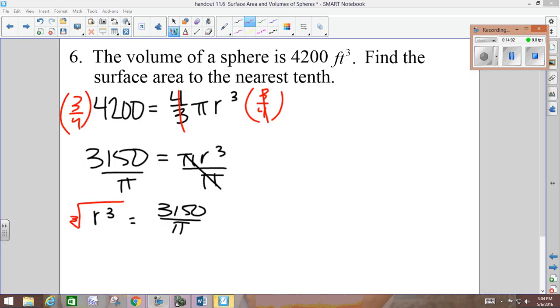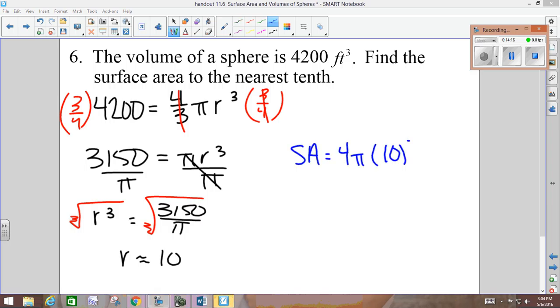Then you have to take the cubed root of each side, and you should get a radius of about 10, right? Okay, so now using the radius, you can find the surface area. 4 pi times 10 squared gives us what to the nearest tenth? Feet squared.